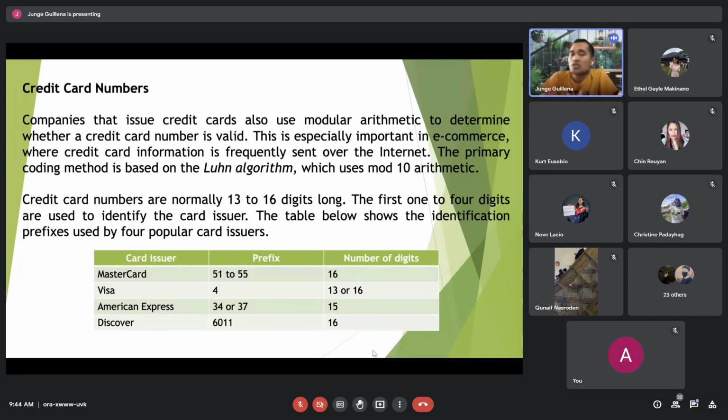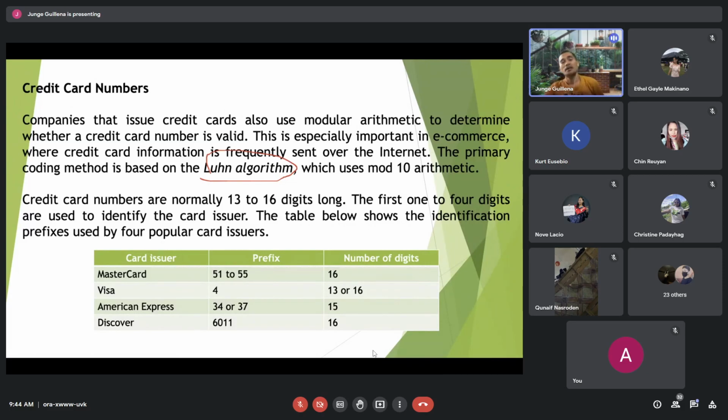Of course, another application of modular arithmetic, class, is to determine if a credit card number is valid or not. This idea is very important and very useful in any e-commerce platform like Lazada and Shopee, because some of their buyers transact using their credit card or debit card. That is why these e-commerce platforms use modular arithmetic based on the Luhn algorithm. The Luhn algorithm is what they use.